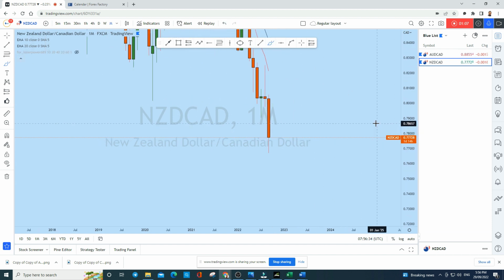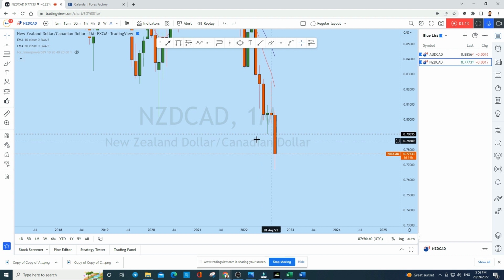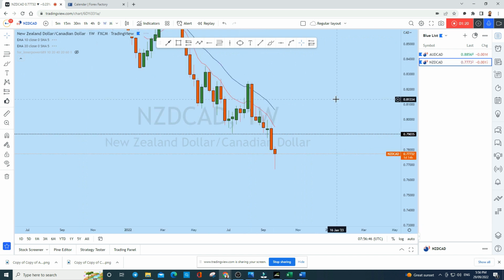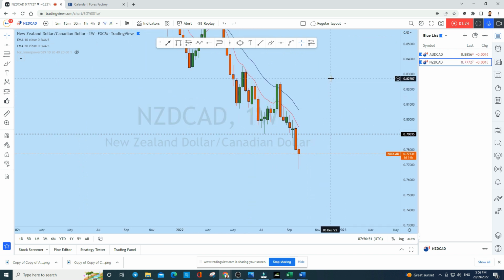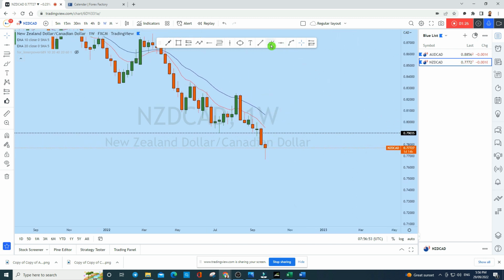But where can we expect to sell? First, let's draw the possible levels of support and resistance. This is the nearest level of resistance that we can see on NZD on the monthly perspective. Now let's look at the weekly time frame to see how the price action is doing. On the weekly, the price action is highly bearish as well.